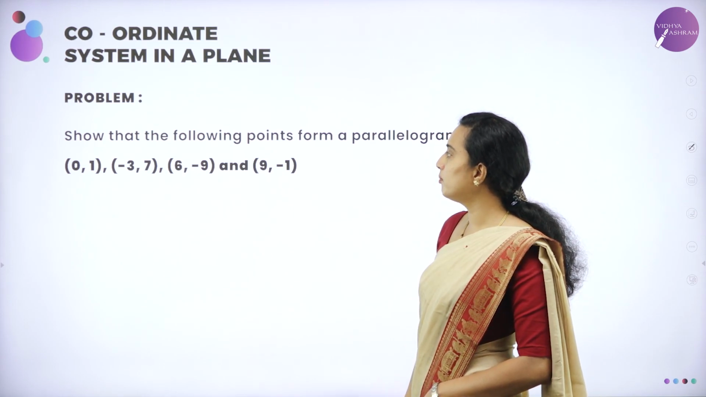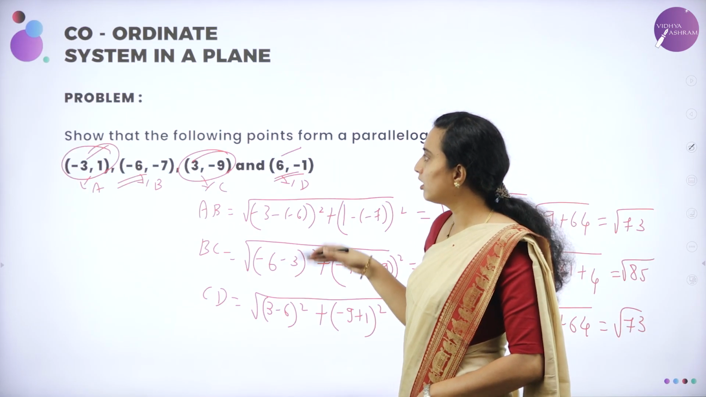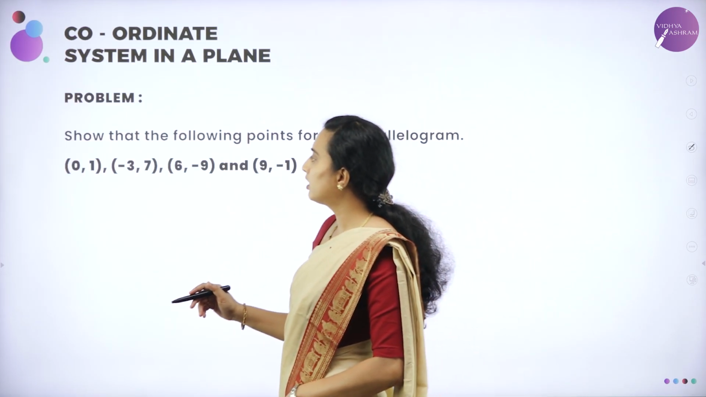Show that the following points form a parallelogram. Same as before. You try this one. Okay? Try this.